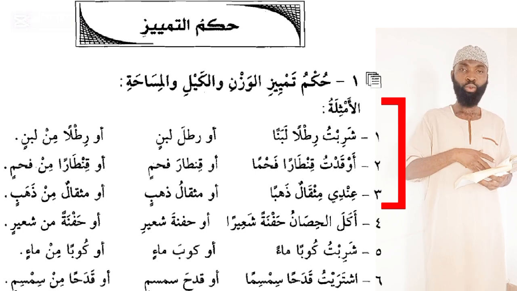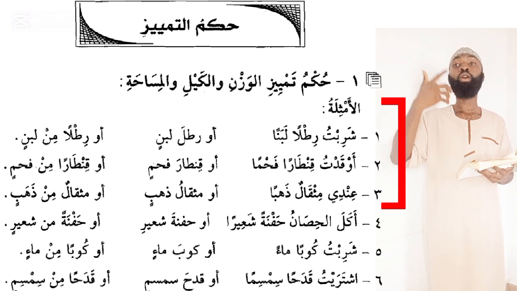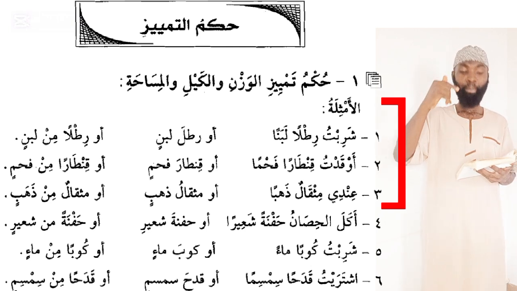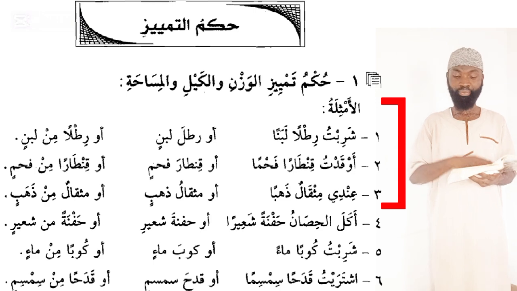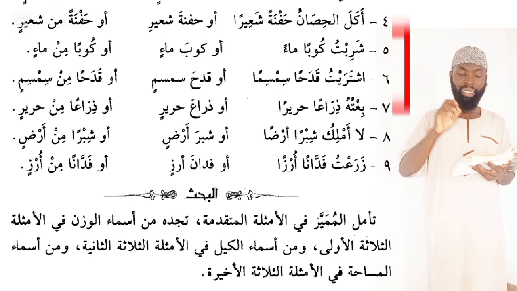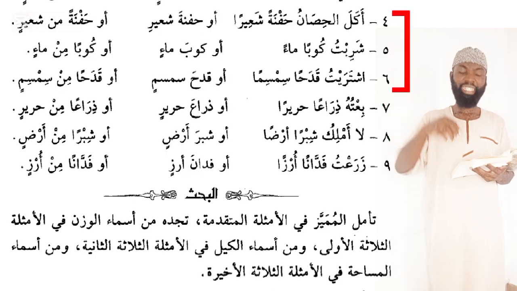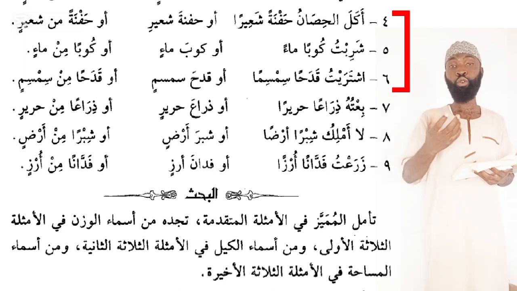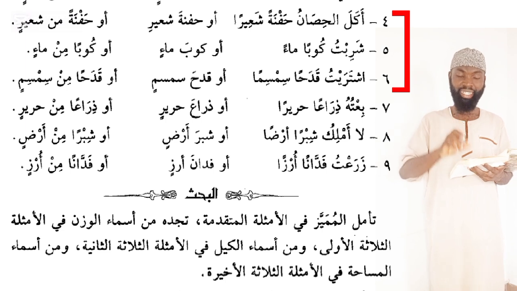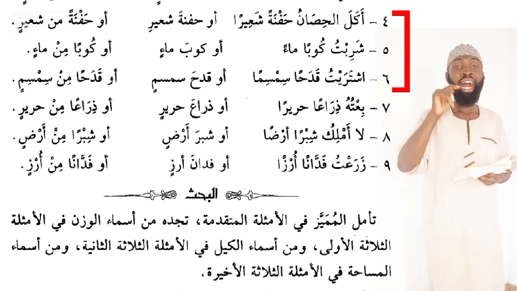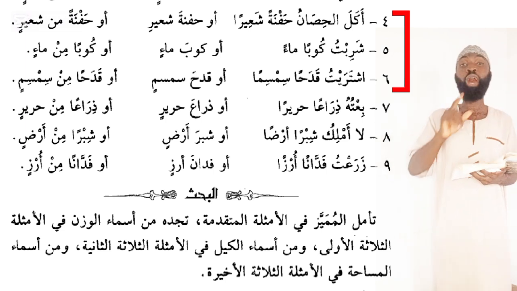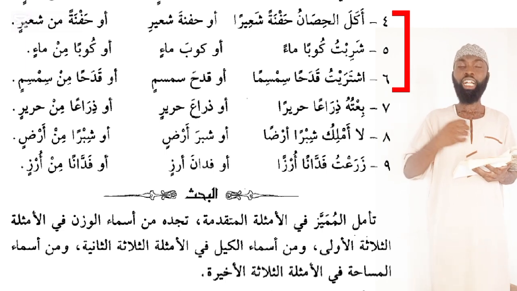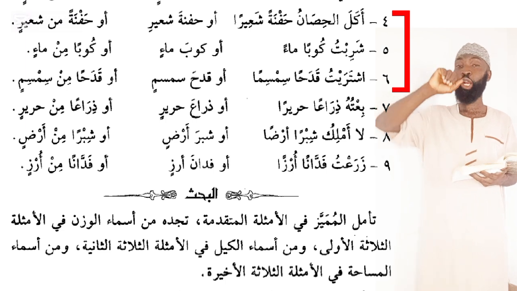The third example says indi mithqalun dhahaban, I have a weight of gold. You can say this in a different way, mithqalu dhahabin. You can even say mithqalun min dhahabin. MashaAllah. Now number 4 we have akala al-hisanu hafnatan sha'iran, the horse ate a handful of barley. So you can say hafnatan sha'iran, aw hafnata sha'irin, aw hafnatan min sha'irin. Very simple.